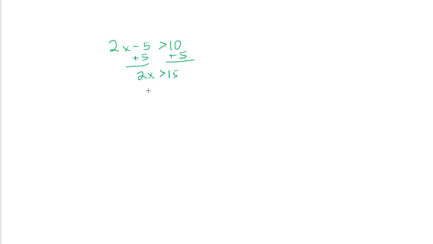And then I would divide through by 2, the coefficient of x, on both sides to get rid of that and isolate my x, which is greater than 15/2 or 7.5. Okay, that's pretty easy. Our inequalities so far look like they are the same as solving equations. But wait a second, there's one major difference you need to be aware of for the exam.